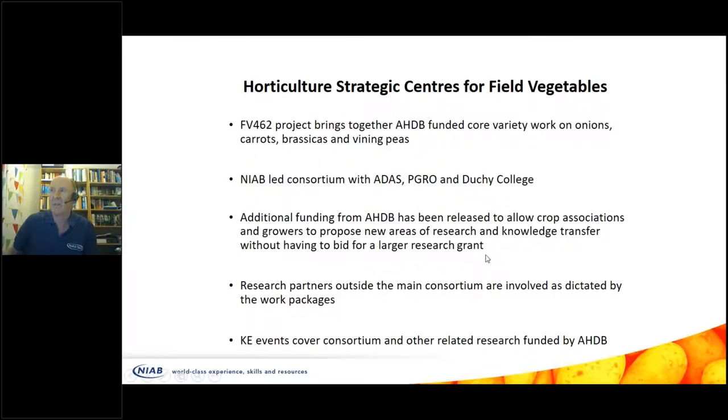So it's a project, a consortium led by NIAB, AVEDAS, PGRO and Dutchy College, and it brings together the core variety work, which is obviously part of IPM strategy, but there's also additional funding where we've been able to do other pieces of work to add to that knowledge pool, and it's very much driven by growers, for growers, so that they can pick projects that they're keen to see further developments on.